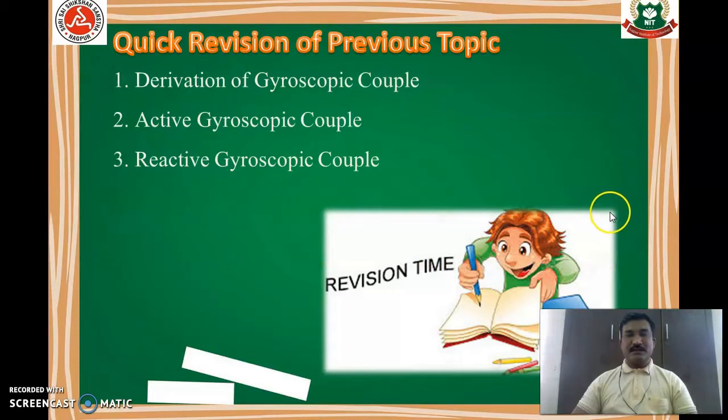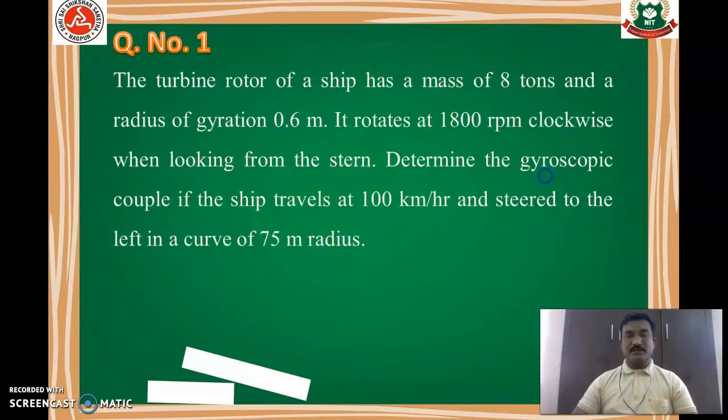Before starting our numerical, let's have a quick revision of the previous topic. The first one is we have learned the derivation of gyroscopic couple. We have also learned the active gyroscopic couple and the effect, that is the reactive gyroscopic couple. Let us have a quick view on our first numerical.